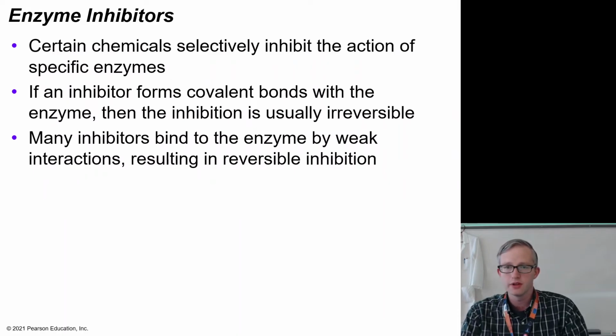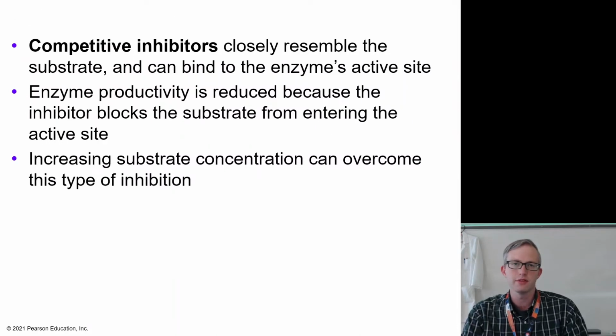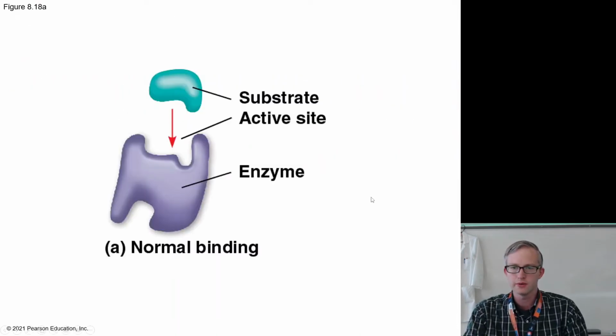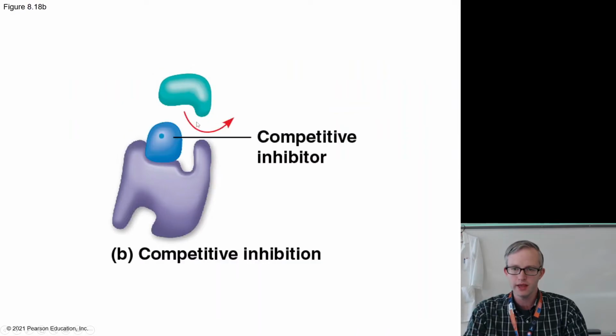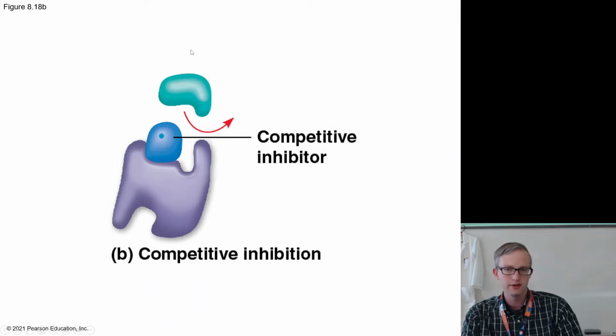Enzyme inhibitors, meanwhile, can do the same thing but in reverse, in that they bind to the enzyme and now they prevent the enzyme from binding to its substrate. And there's two types of that. The first is competitive, and here we see an enzyme and a competitive inhibitor competes for space at the active site and blocks the substrate.